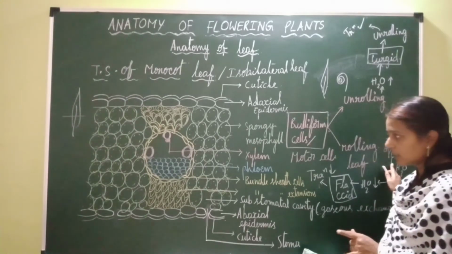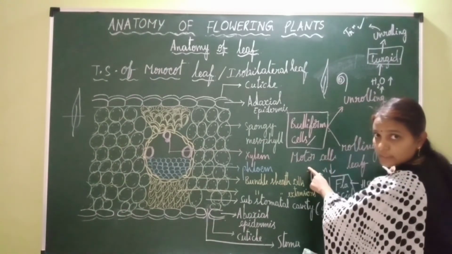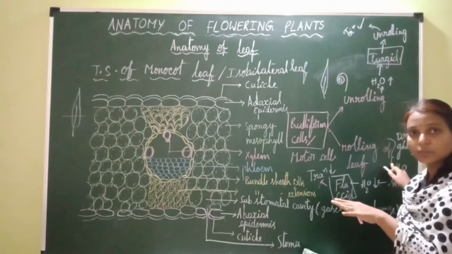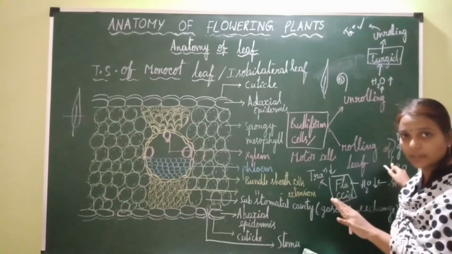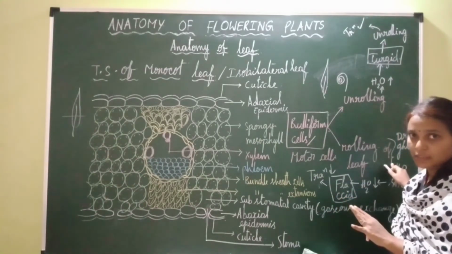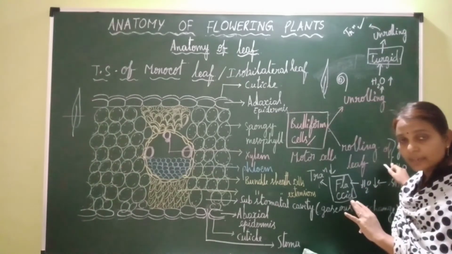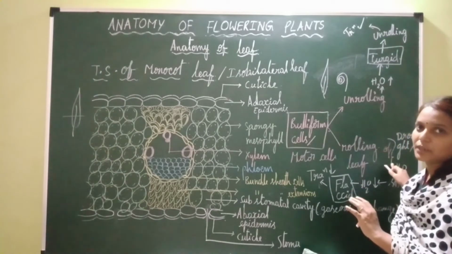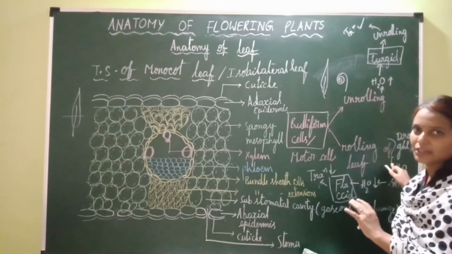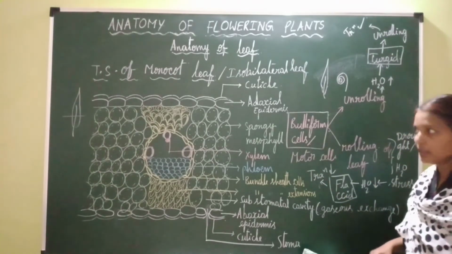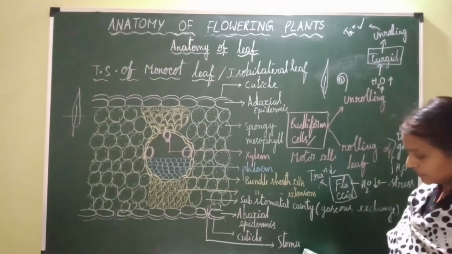So what can we say now? Bulliform cells or motor cells present in the upper epidermis of monocot leaves, especially in the leaves of grasses, are involved in protecting the plant from excess transpiration during water stress conditions or drought conditions, right? Okay, so this is all about epidermis.